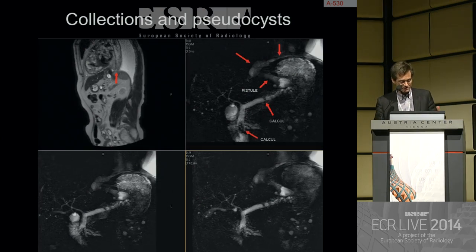Another example, which is a very complex one, of a patient that presented to the emergency room with a pleural effusion, and indeed this pleural effusion was related to a rupture of the pancreatic duct in the tail, and you can nicely see here the pathway of this fistula and the filling of the pleural effusion from the pancreas itself.